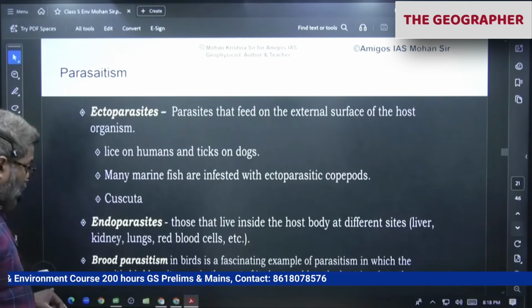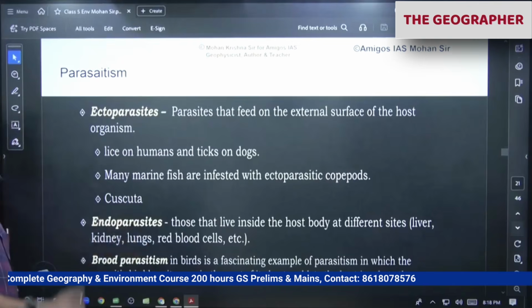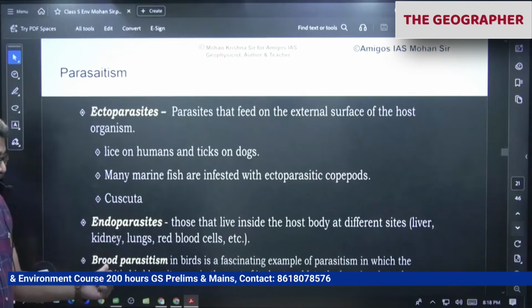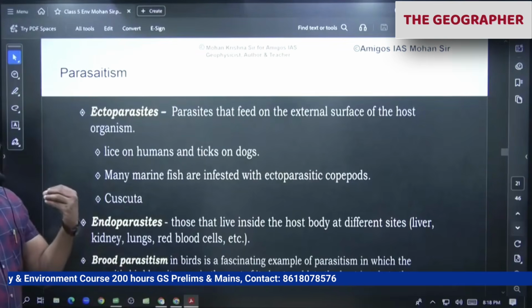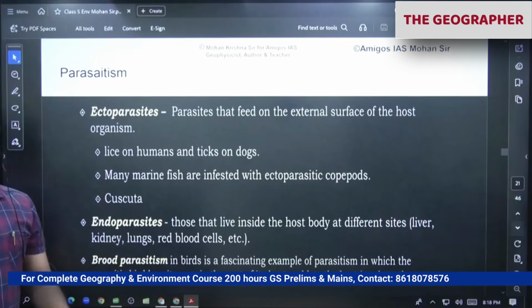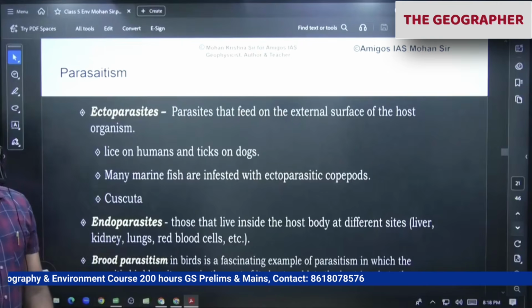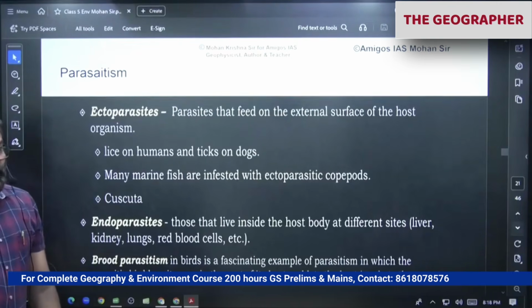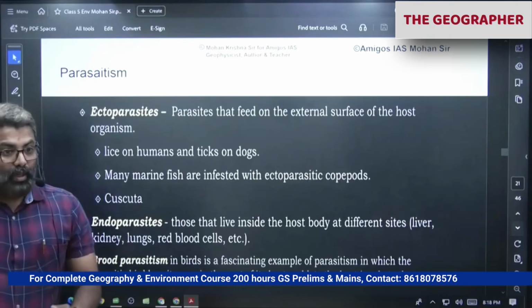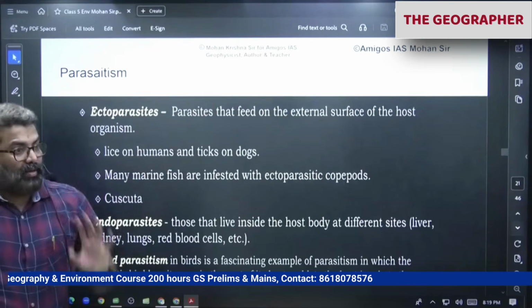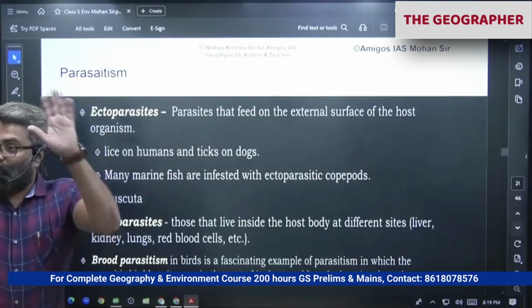I'll come to this. The last one is brood parasitism. This was asked in the exam. What is brood parasitism? This is the practice by some birds, let's say the Indian cuckoo. The cuckoo is a type of bird. What it does is it lays its eggs in the other bird's nest, and then it will fly away.